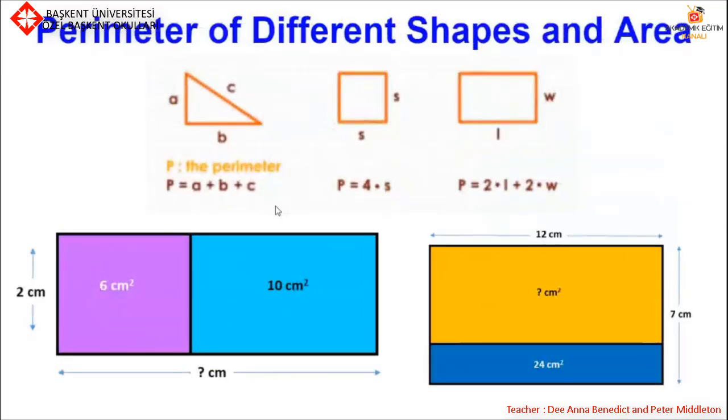And here we have different shapes. You can see that a square has the same size for each side, so it's easy to find the perimeter. For a rectangle, two sides have the same length and two sides have the same width. In a triangle, the sizes are different for A, B, and C. Can you see the shapes at the bottom?